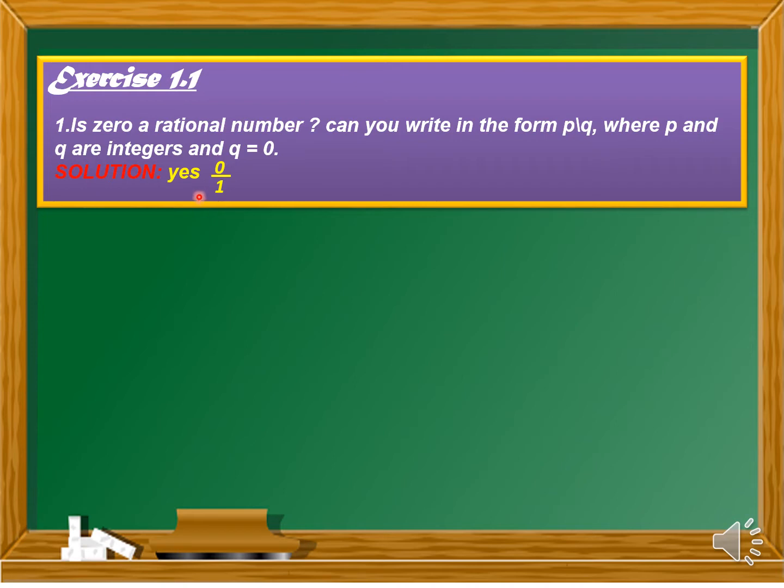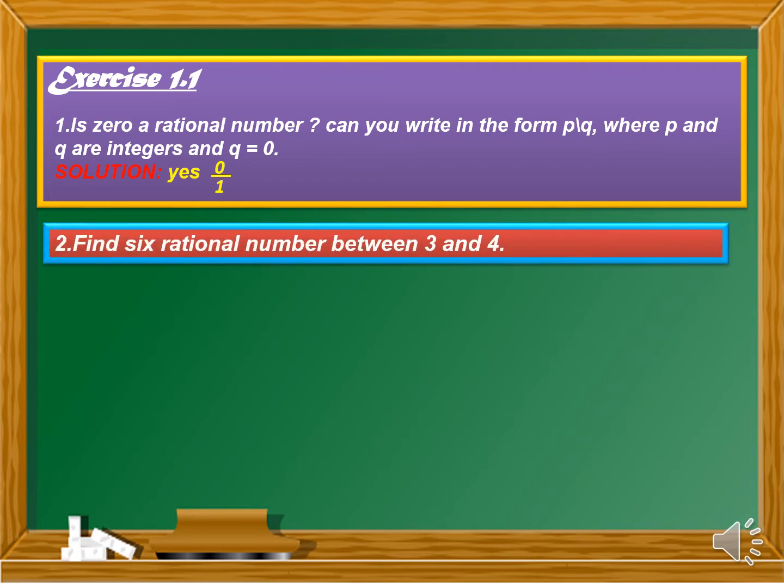Solution, yes. Because 0 is an integer and every integer can be expressed in the form 0 by 1, and integers contain 1 by default when converting into rational numbers. So the solution is yes, 0 by 1.